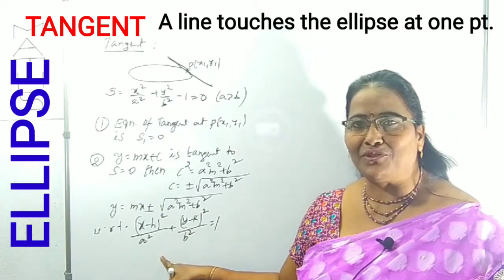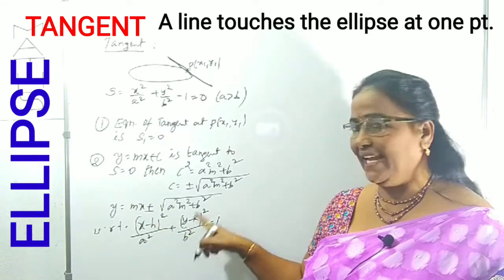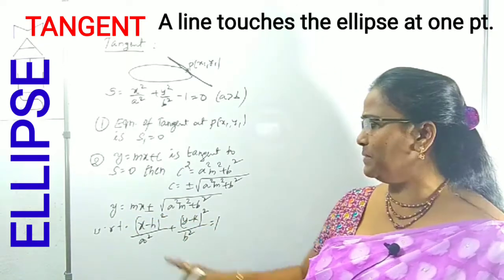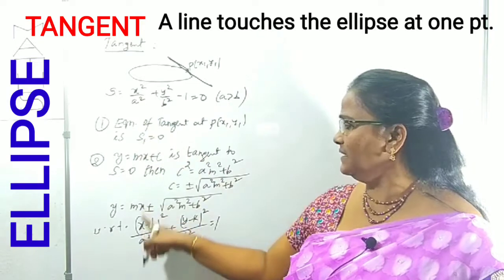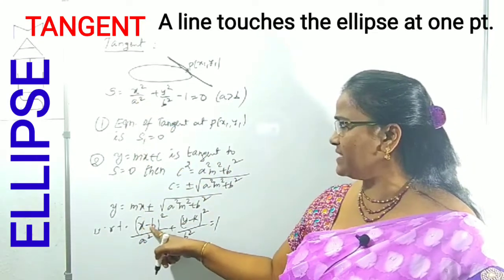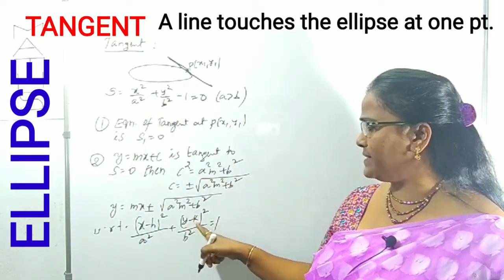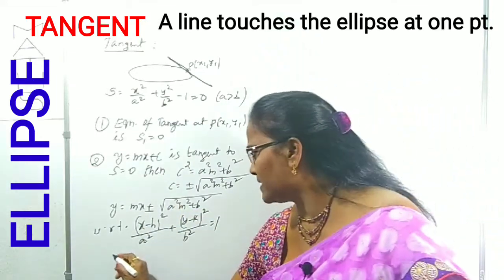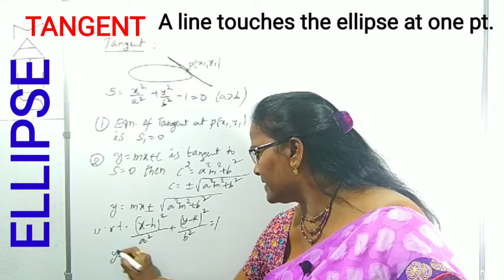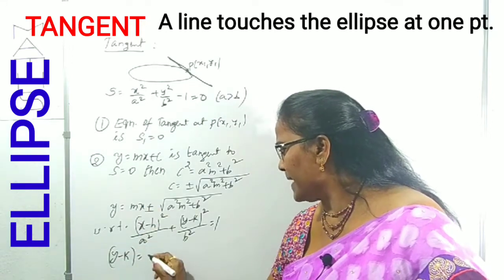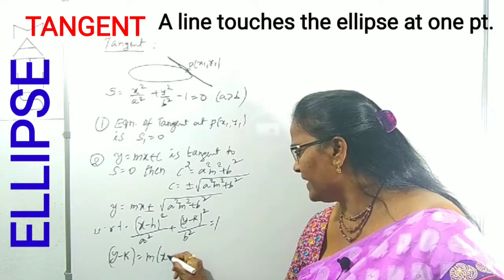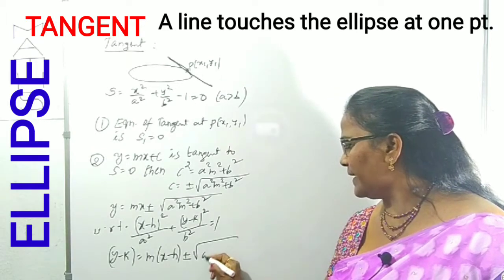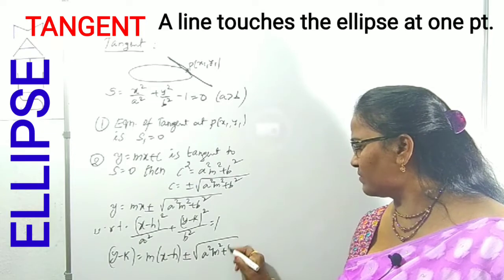This is also one of the forms of the ellipse whose center is at (h, k). In that case, the equation of the tangent in slope form becomes simply, what is the change here and here? In place of x, x minus h is there, y minus k is there. The same we can replace here also. So the equation becomes y minus k is equal to m times (x minus h) plus or minus root over a square m square plus b square.